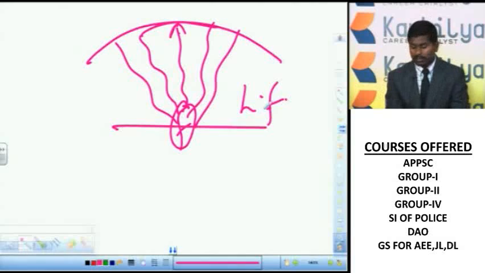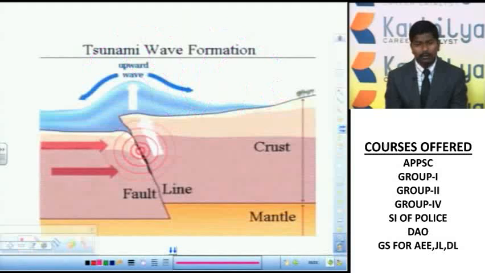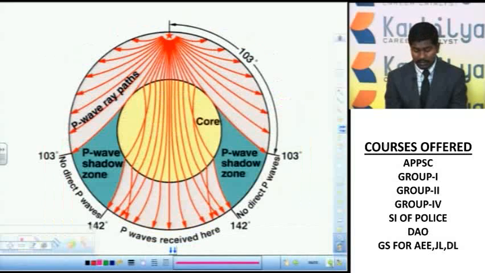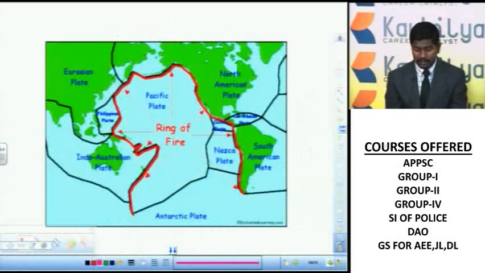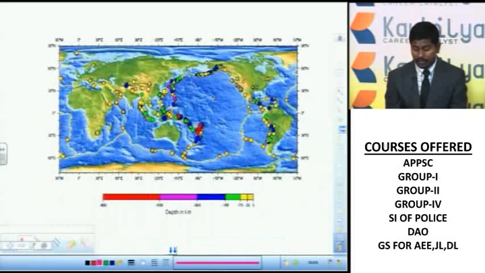So this is about the earthquakes, and in the next class we will see the magnitude of earthquakes, the intensity of the earthquake, the measurement of earthquakes, and about the earthquake shadow zone and all these things.